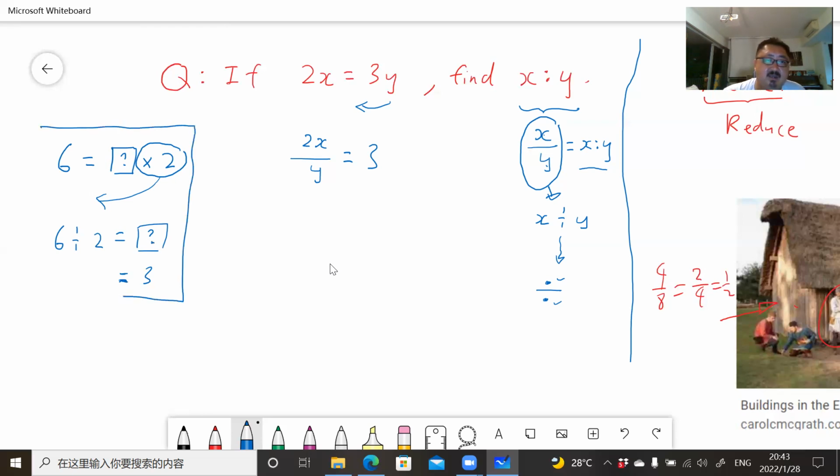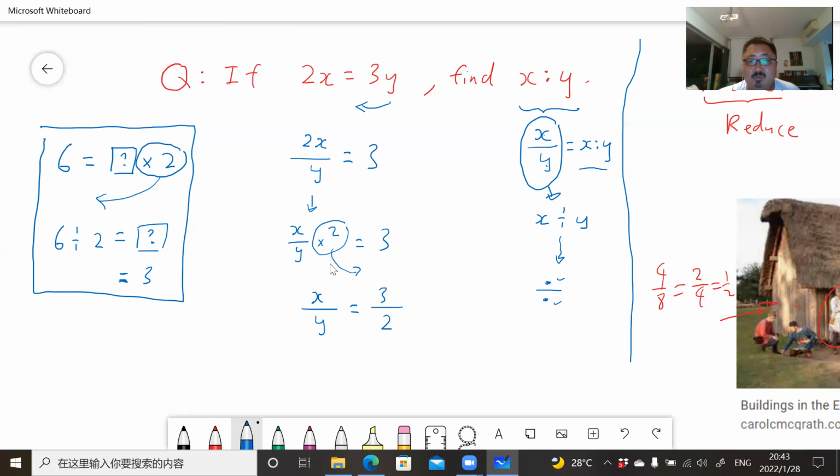Something very basic that you've learned in primary school, but you can see that it applies even today. In other words, 3y is 3 times y times y. So I move to the left, it becomes divide by y. Now, this I can write as x over y times 2. Times 2, I'm moving to the other side. x over y equals 3 divided by 2. Therefore, we have 3 is to 2.